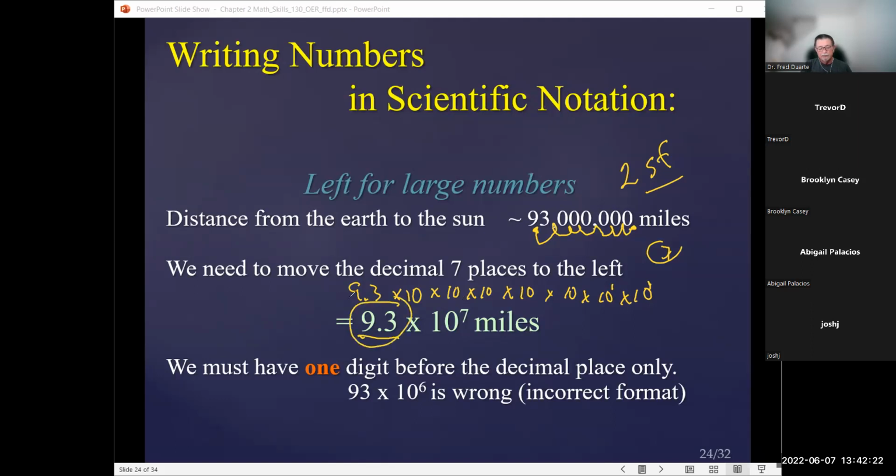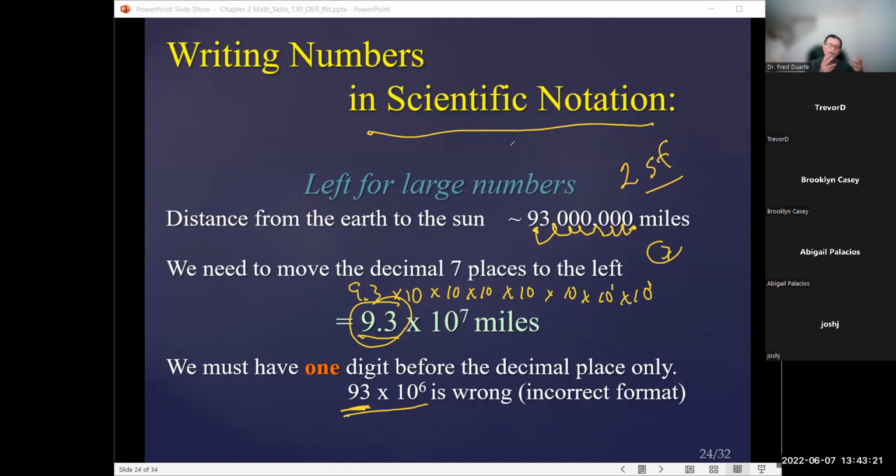Now, here's the format. The correct format for scientific notation is that there's always an integer, and there may or may not be, after the integer, a decimal point, okay? In this case, there is, followed by whatever number of digits you need, significant digits. So it would be incorrect format. Yes, this number here, 93 times 10 to the 6th power, is another way to write 93 million, but it is not the correct format to write that number in scientific notation. So always an integer, maybe a decimal point, and followed by whatever numbers you have. Now the advantage of using scientific notation is this: the numbers in front of the times always show the correct number of sig figs.